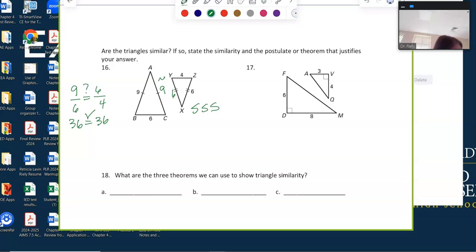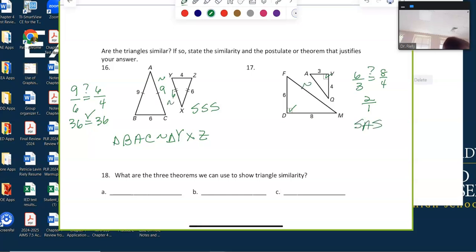And I can write a statement. So I'm going to say base angle BAC is similar to base angle YXZ. Okay, so I have everything there. Next one, I see I have an angle, so it's possibly SAS. I go small over small, and I check whether that's equal to big over big. They both reduce to 2 over 1. They are indeed similar, and these guys are similar by SAS.